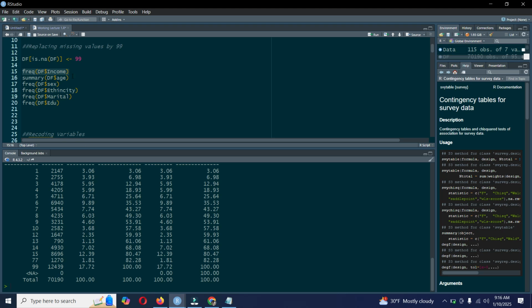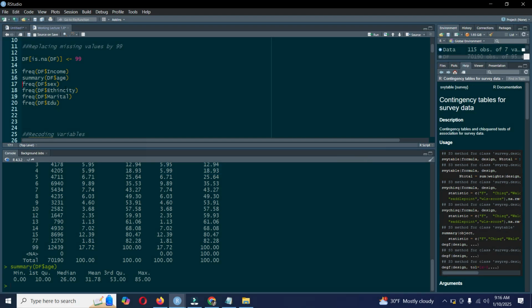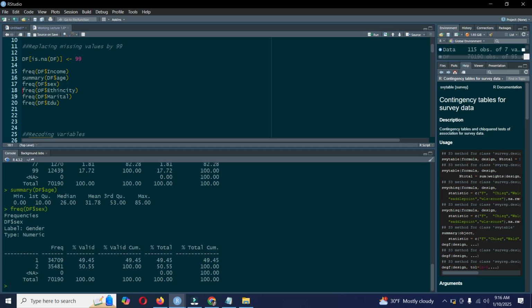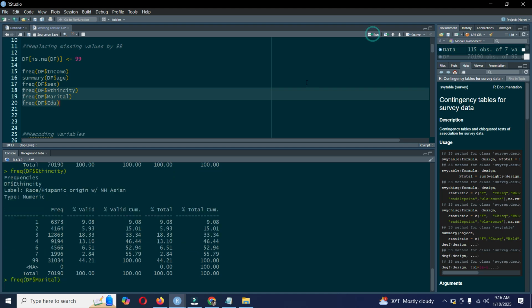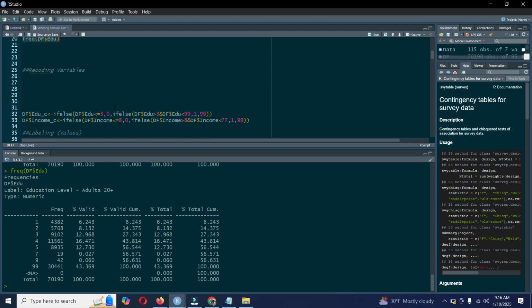Similarly, we can summarize the age, that will provide the five number summary statistics, and then summarize sex, and other variables. You can use the frequency command after the summary tools package, and you can produce the frequencies and the percentages of the variables. Now we are going to recode our variables.